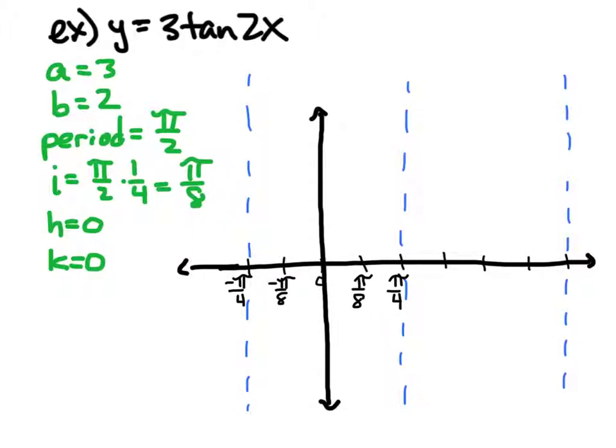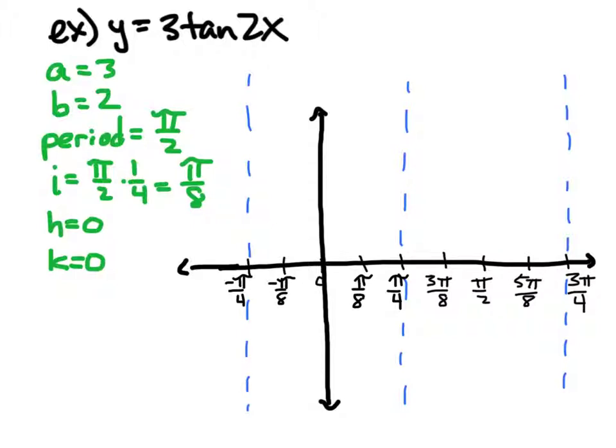And then let's just keep counting. So 1 pi over 8, 2 pi over 8, 3 pi over 8. 4 pi over 8 is pi over 2. 5 pi over 8. 6 pi over 8 is 3 pi over 4.